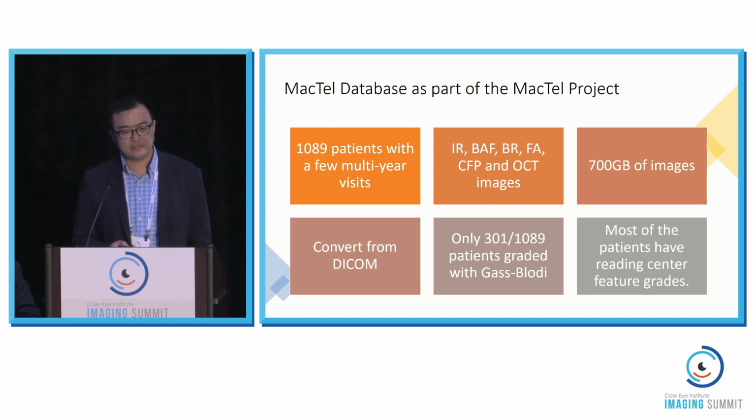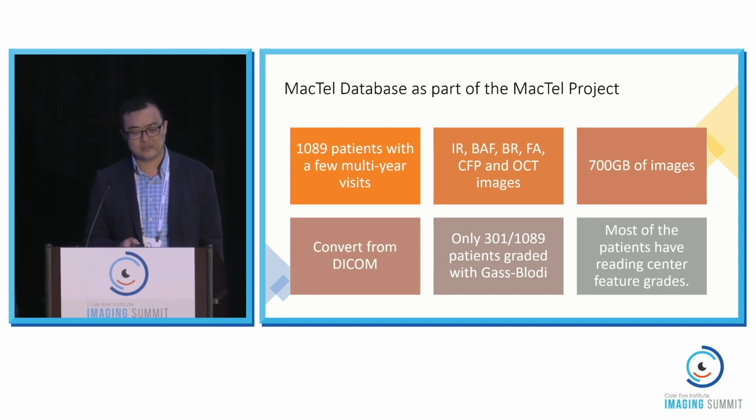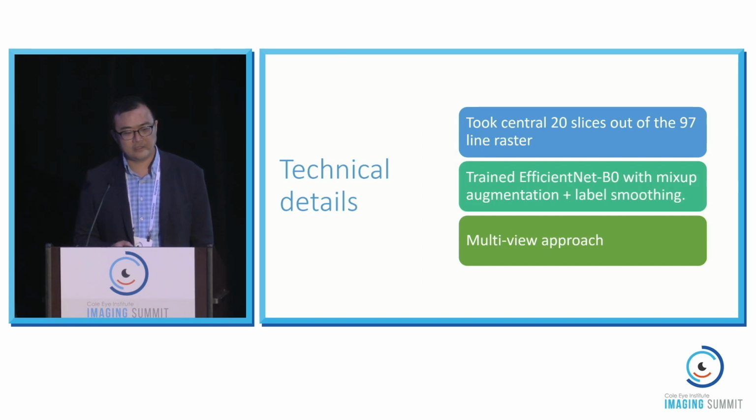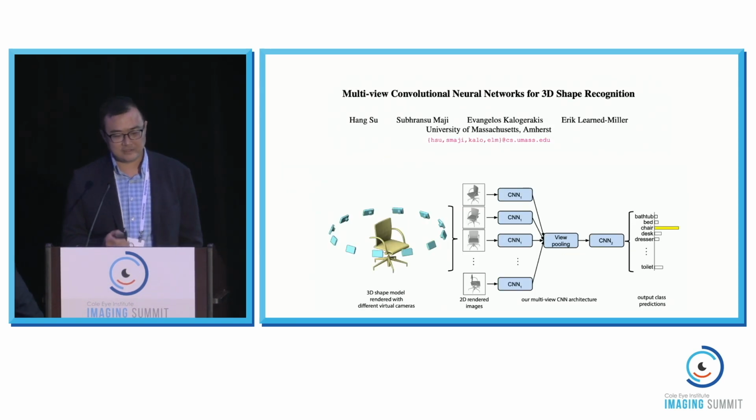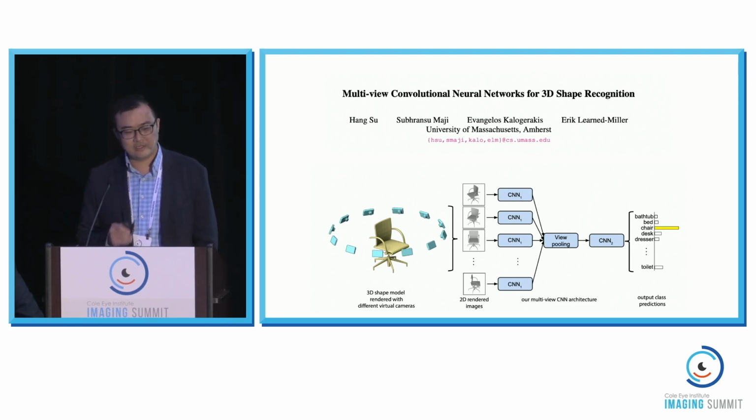And so we use the MACTEL database. There are about 1,100 patients who have had multimodal imaging, and most of the patients have had reading center level grades by features. In terms of the deep learning approach, we took the central 20 slices out of a 97-line raster. We used a neural network known as an EfficientNet, and we took a multi-view approach. This technique came from the computer vision literature. Basically, they wanted to be able to take multiple views of a three-dimensional object and be able to tell exactly what that was. So we basically took the OCT slices as different views of the same object.